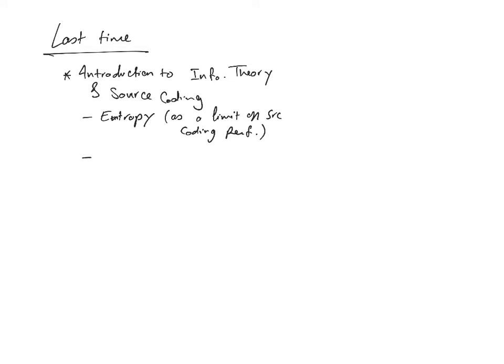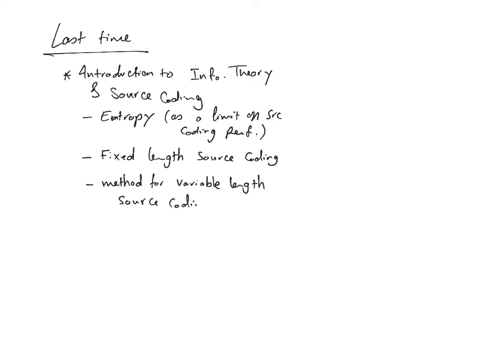And then we also discussed the case of fixed length source coding, right? And then we looked at the method for variable length source coding, which is basically the Huffman code. Last time we only described the method, but we never did an example on it. And I told you it will only become clearer as we do an example, because just looking at the steps does not make it clear enough to understand.